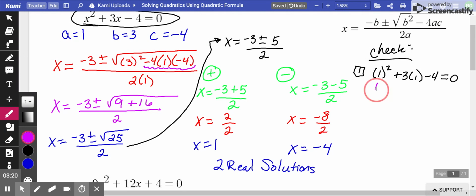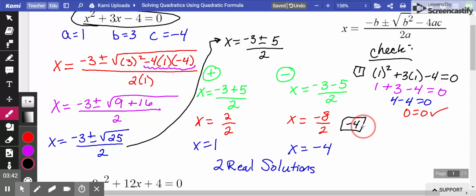So 1 squared is 1, 3 times 1 is 3. We have 1 plus 3 minus 4 equals 0. Then you just combine like terms. 1 plus 3 is 4. 4 minus 4 is 0. So we end up with 0 equals 0, which is a true statement. So that is a valid solution.